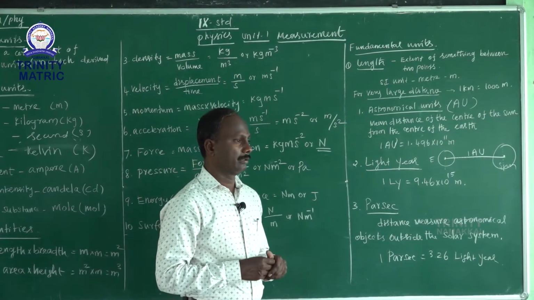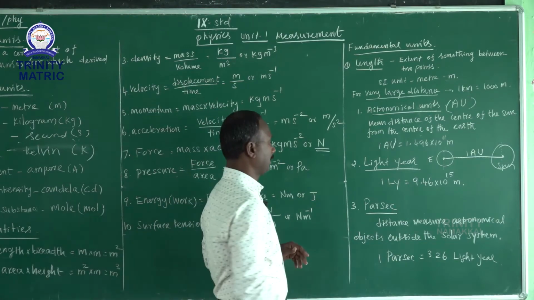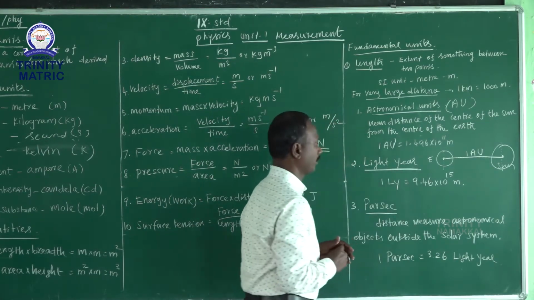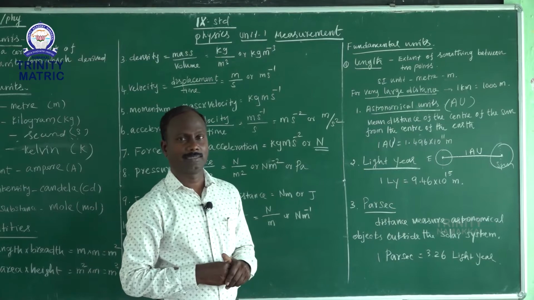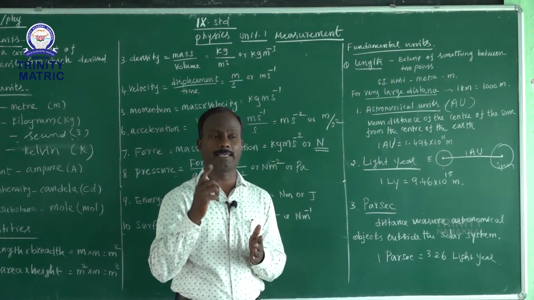Then, to measure very large distances, we have the light year. Light year means the distance traveled by light in 1 year.